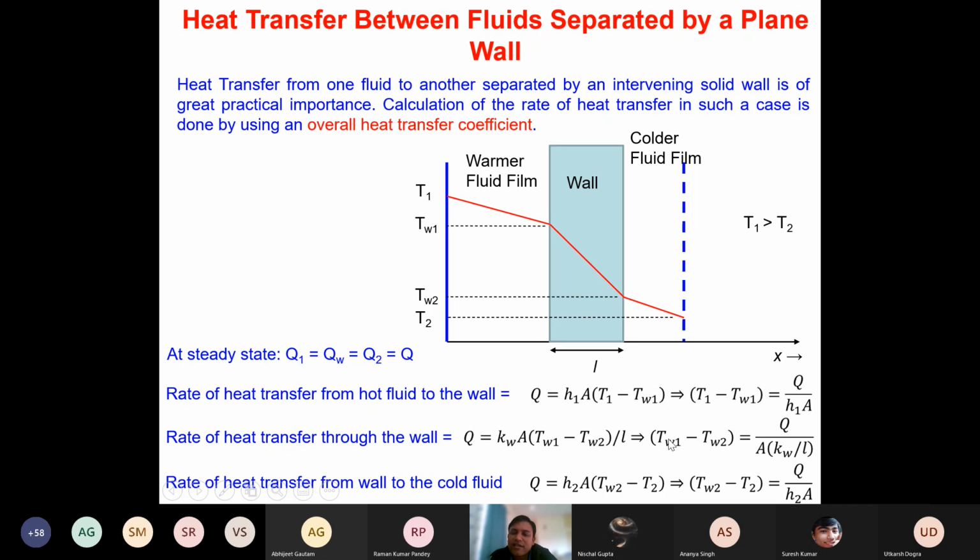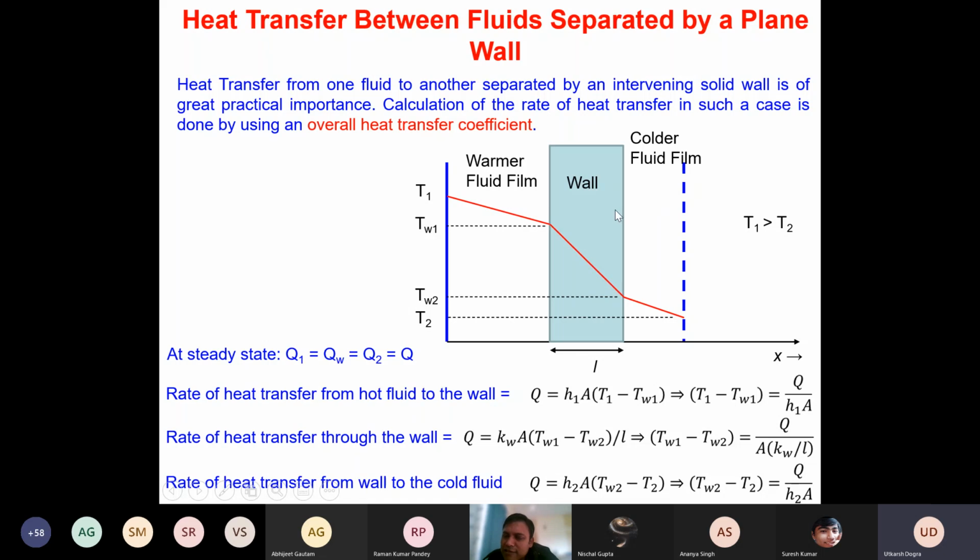We can rearrange this equation and obtain TW1 minus TW2 as Q divided by A in the bracket KW by L, isn't it? Do you all agree? We can rearrange, taking KW A by L to the other side. So Q divided by A KW by L will be there, and that should be equal to TW1 minus TW2.